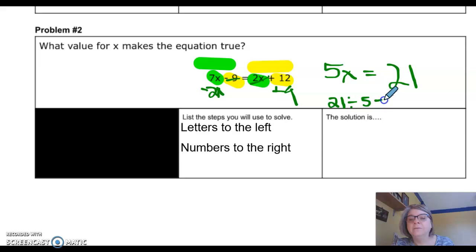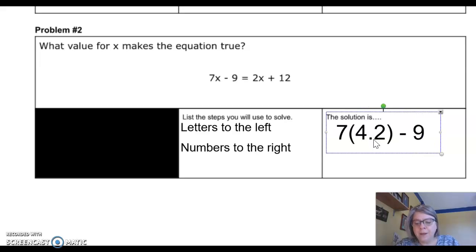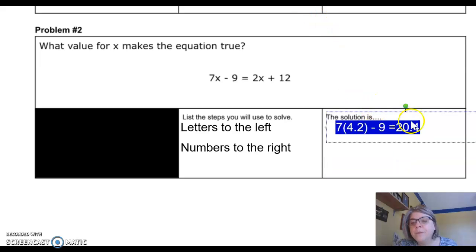on my calculator. And I'm going to get 4.2. Okay, so once I got 4.2, I'm going to go ahead and type it in my calculator. Right now I'm just going to type it in here. 7 times 4.2 minus 9. And I put that in my calculator and I'm going to get 20.4. Okay, and what I'm going to do is make these a little bit smaller so they don't take up all that room. There we go.